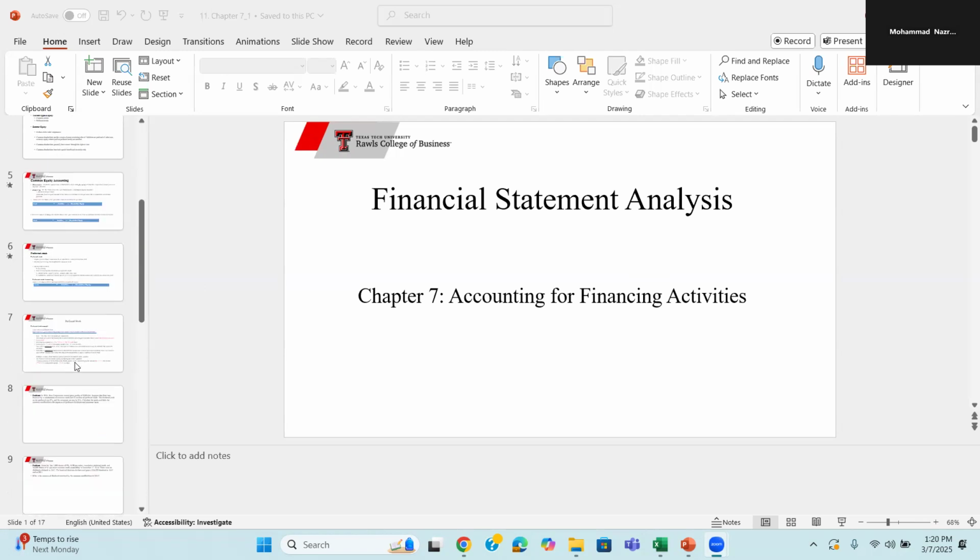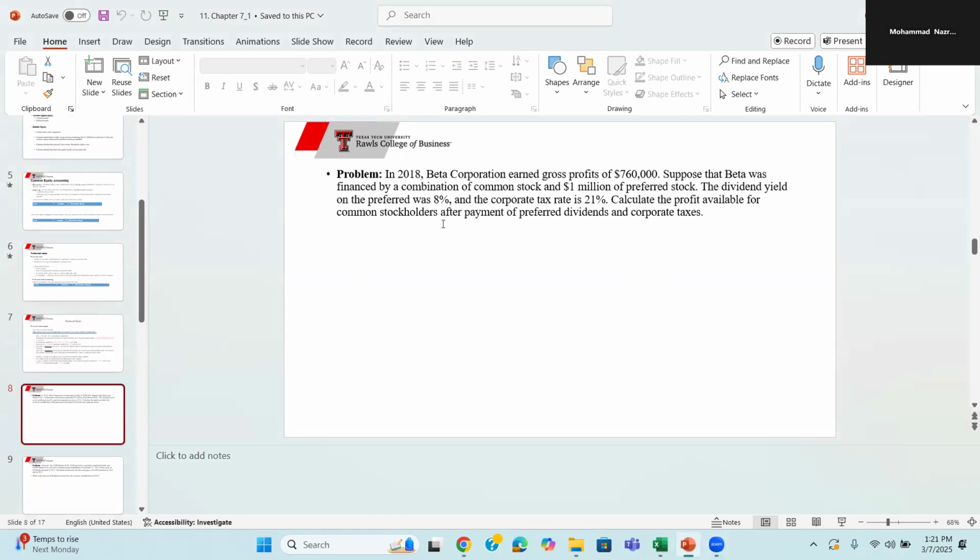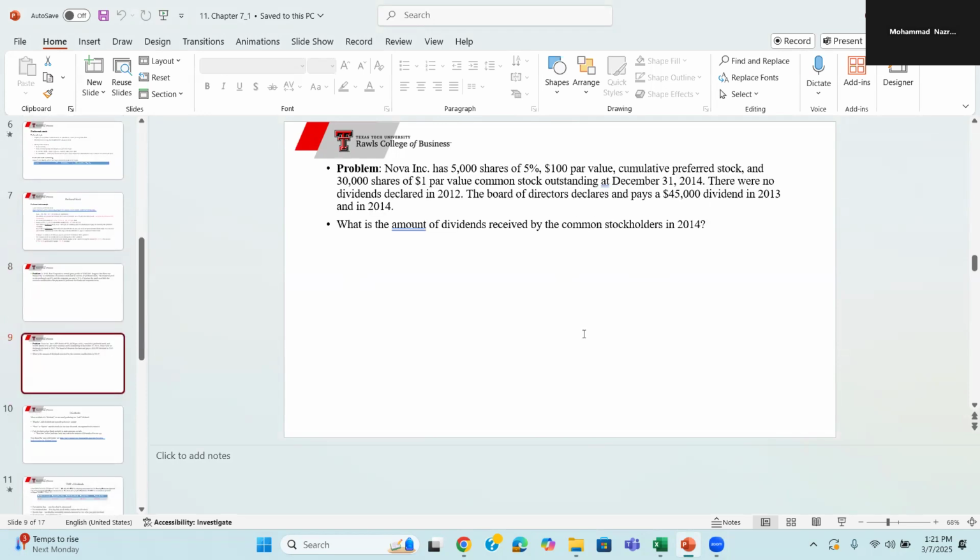In one of the videos, I showed the solution of this problem, how we can calculate the profit available for common stockholders after paying the preferred dividend and the corporate taxes. You can see in the other videos. But today, for this video, we are going to solve this problem together, and we use an Excel sheet, and we'll see how we can do it. Okay, so first let's read the question.